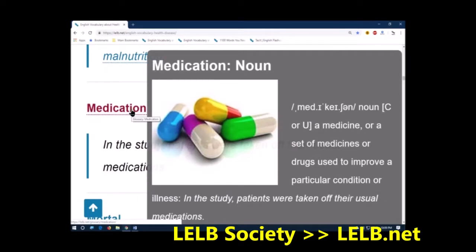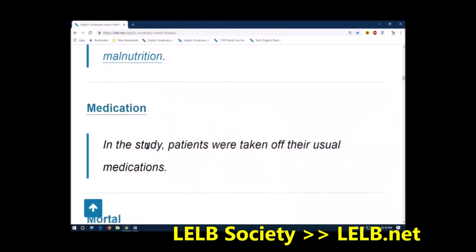Medication. A medicine or a set of medicines or drugs used to improve a particular condition or illness. In this study, patients were taken off their usual medications. So it means they left their medications. Okay, or they did not receive or take their medications anymore.